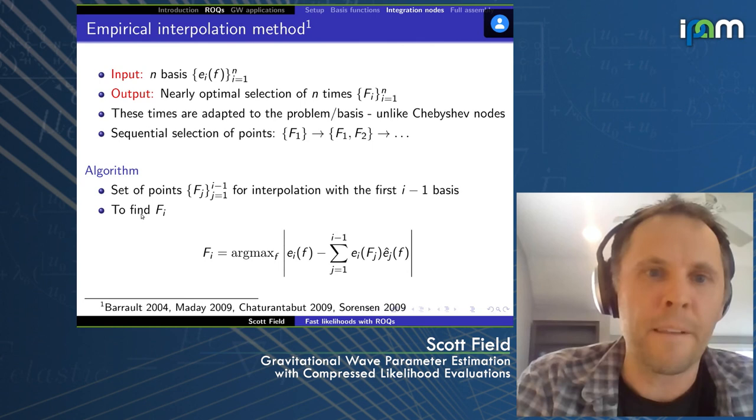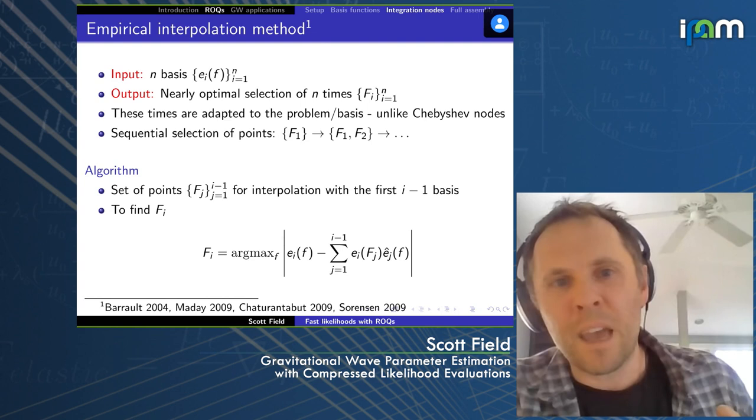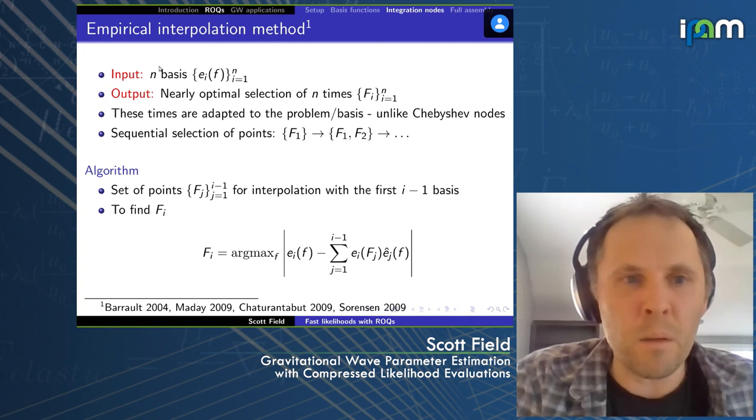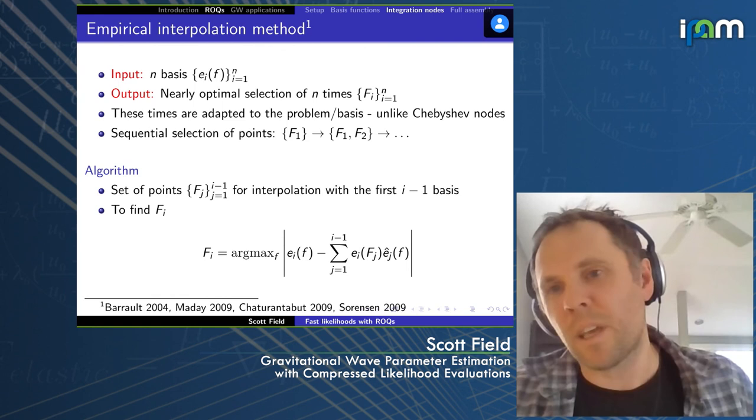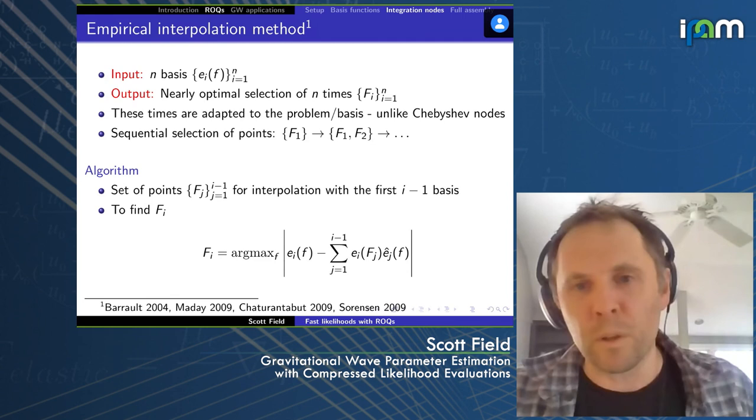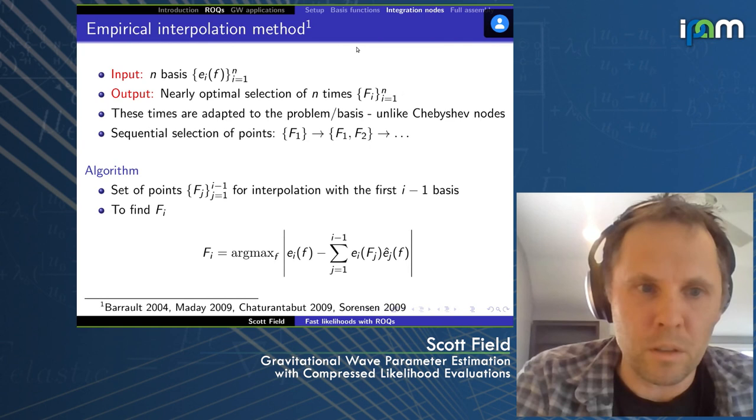So the input to this yet another greedy algorithm are your basis functions. And the output are the best points for interpolating with these basis functions. So if there are n basis functions coming in, there are going to be n frequency values coming out. And these are very much adapted to the problem. For example, if you're familiar with polynomial interpolation, you would say, okay, the best thing I can do is use Chebyshev nodes. Those are basically over-sampled at the boundaries, the interior is sparsely sampled. That's not what our points are going to look like.